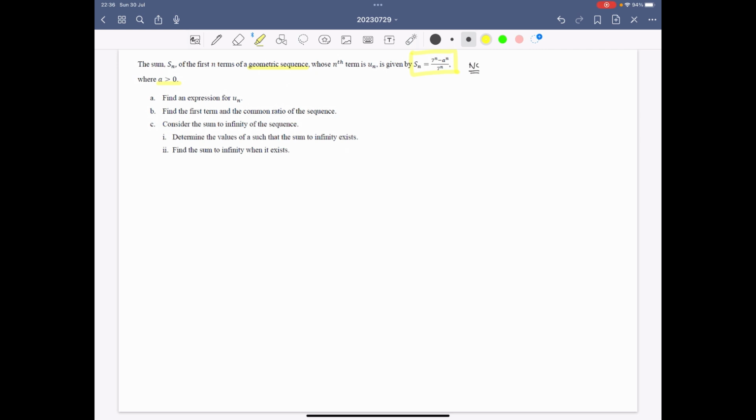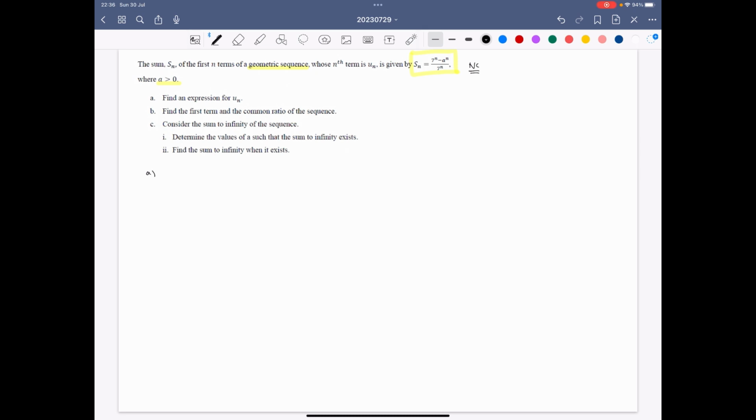When they give you these kinds of restrictions, you have to look at it like later on when you're giving the final answer for something about a, the value of a, right? So we'll keep that in mind and start with the question. So a, find an expression for un.